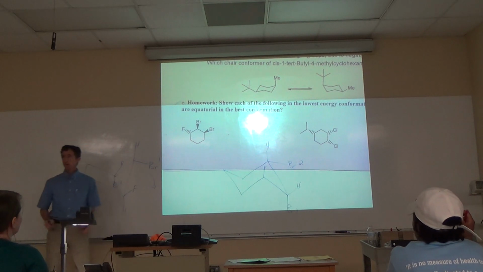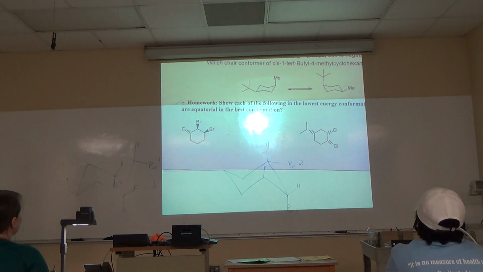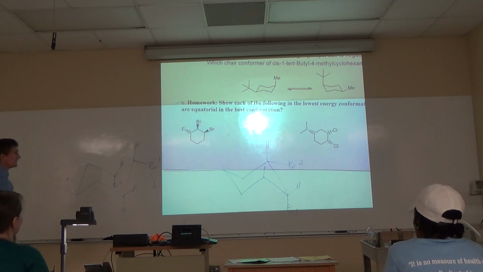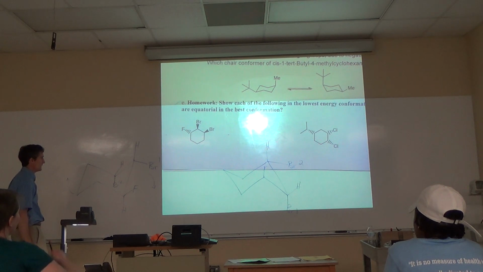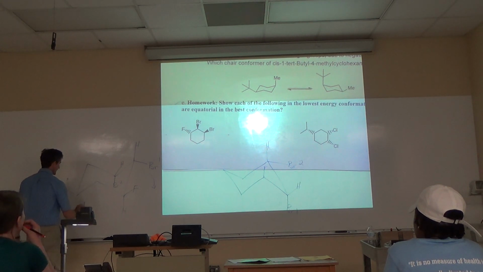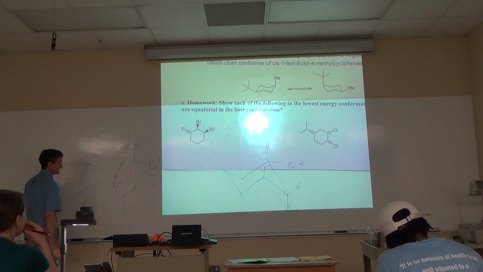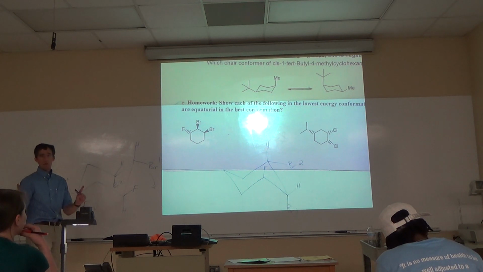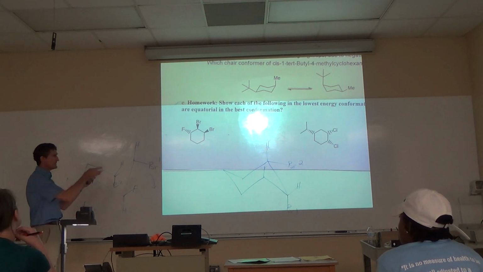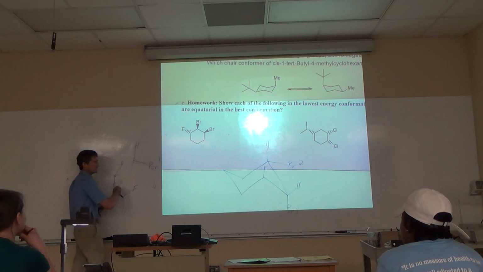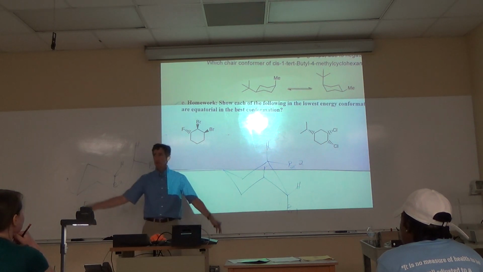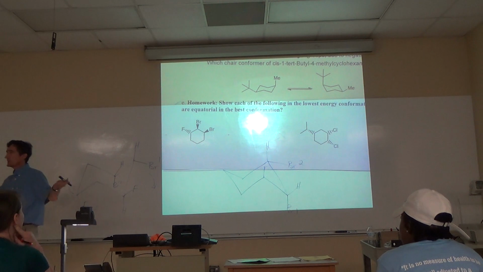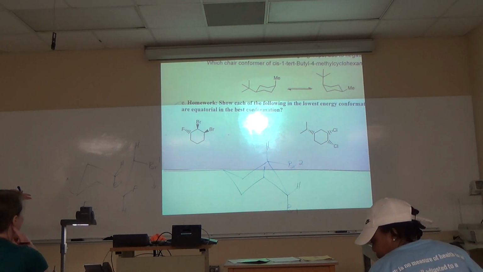The question is, which is favored? Left or right? Well, there has to be one. One is favored. Which one's favored? This is favored. Why? Doesn't have diaxial. The bromine positioning is the same in both. One is equatorial, one's axial. One is equatorial, one's axial. So that's like a wash. That doesn't give you the answer. So you have to look for something else to give you the answer.